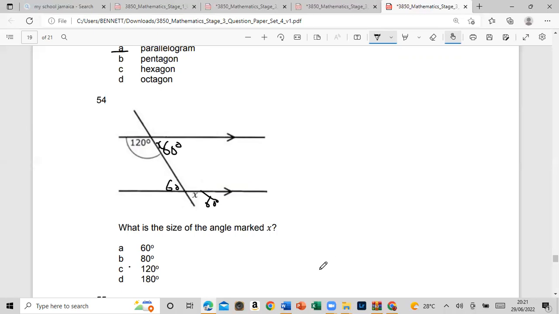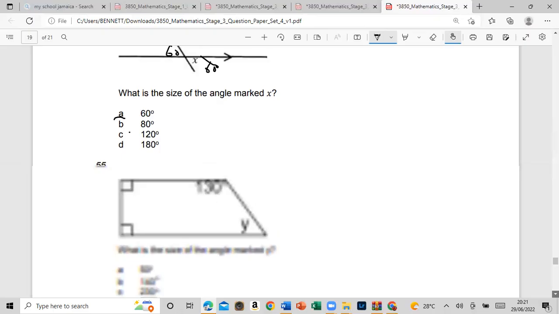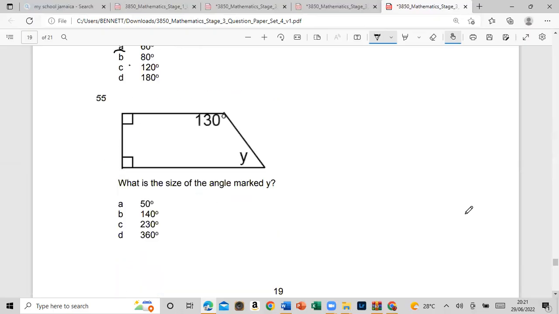So we're at 54. We're gonna move on to 55. So that is 60 degrees. So that's 8. All right, so let's move on to 55. What is the size of angle Y?